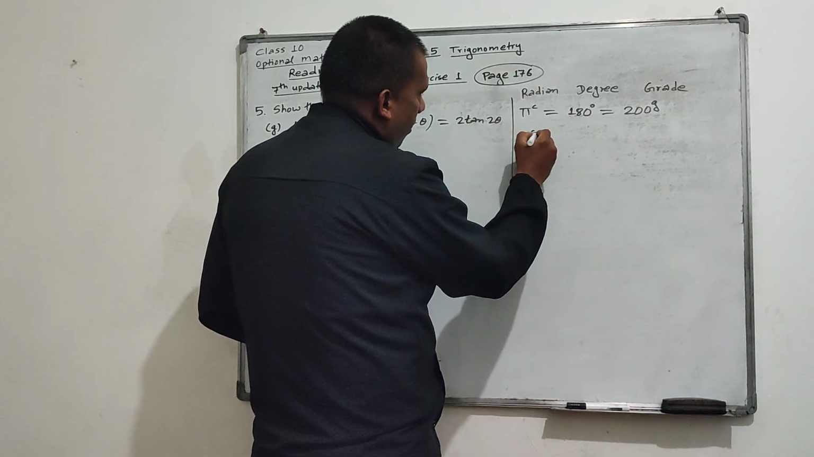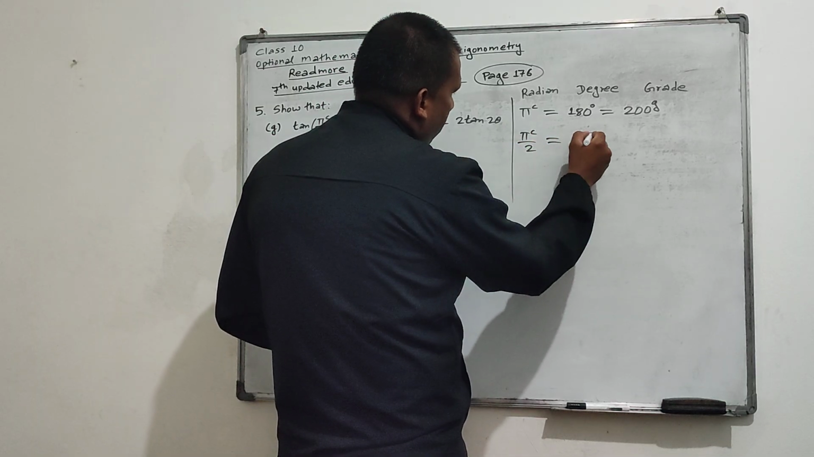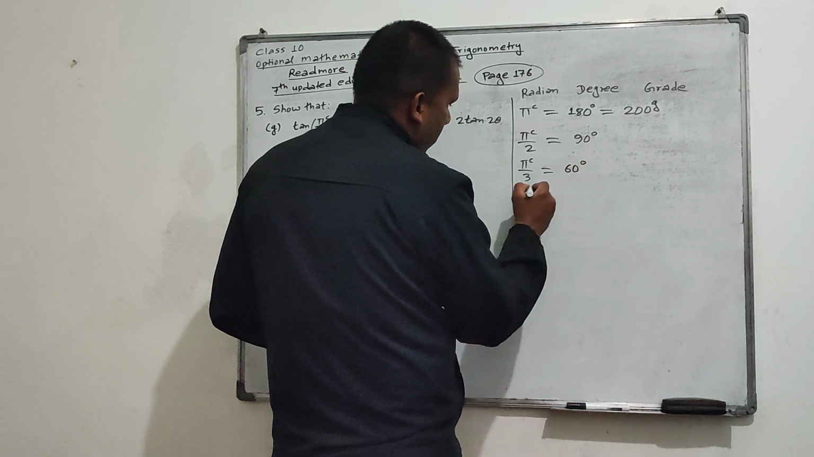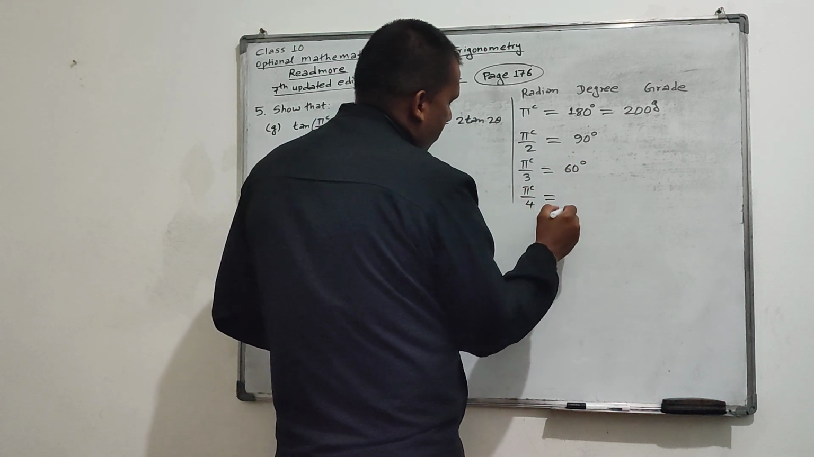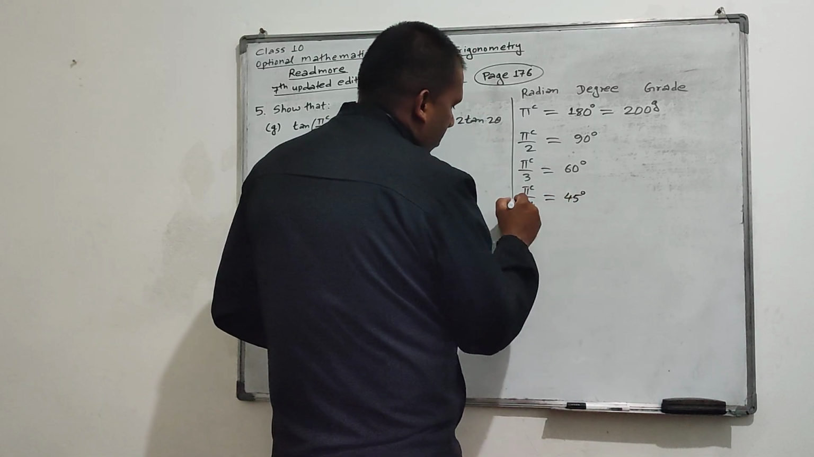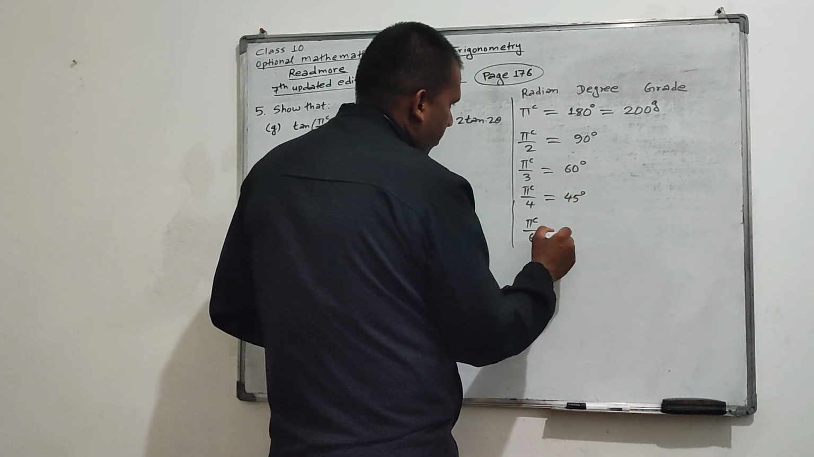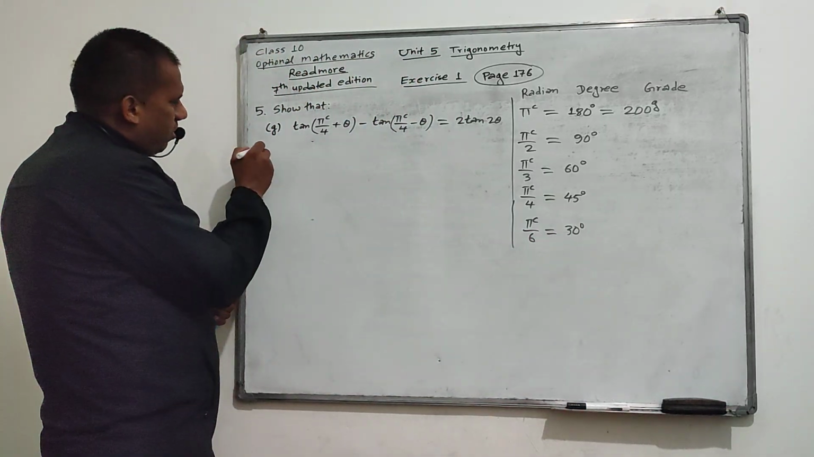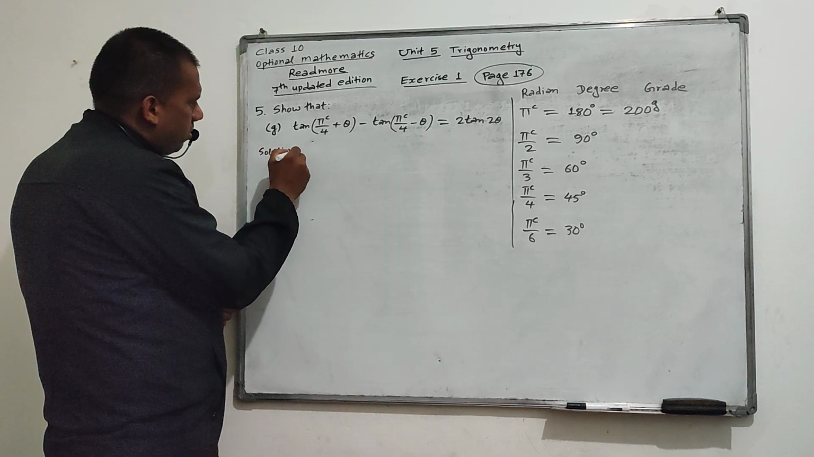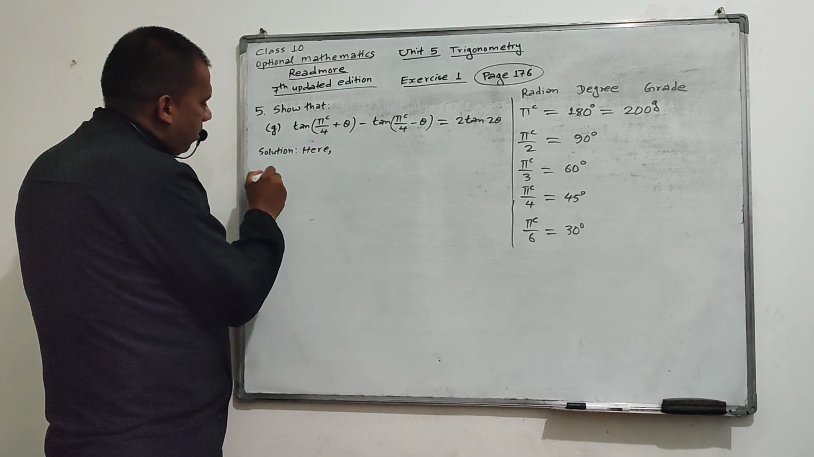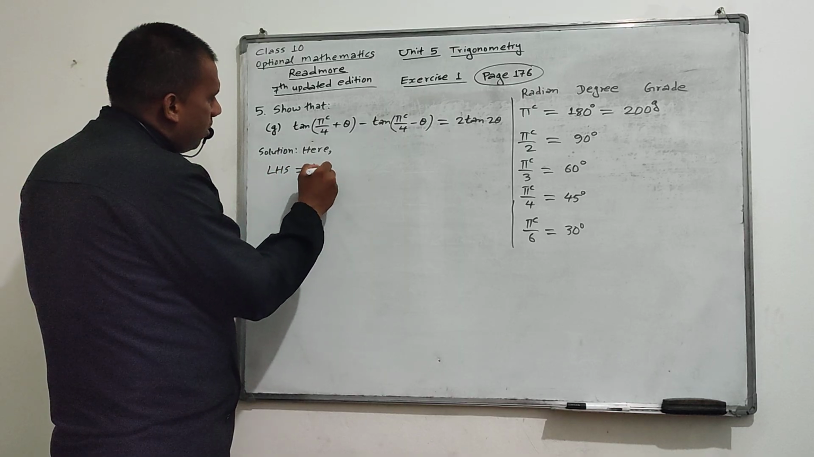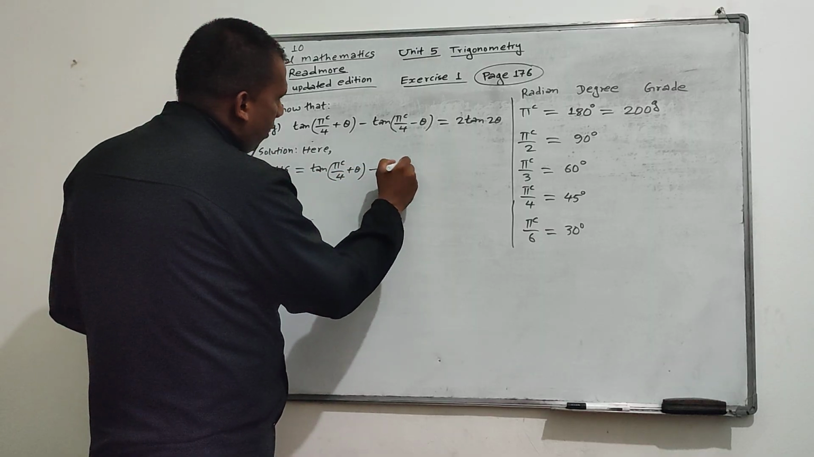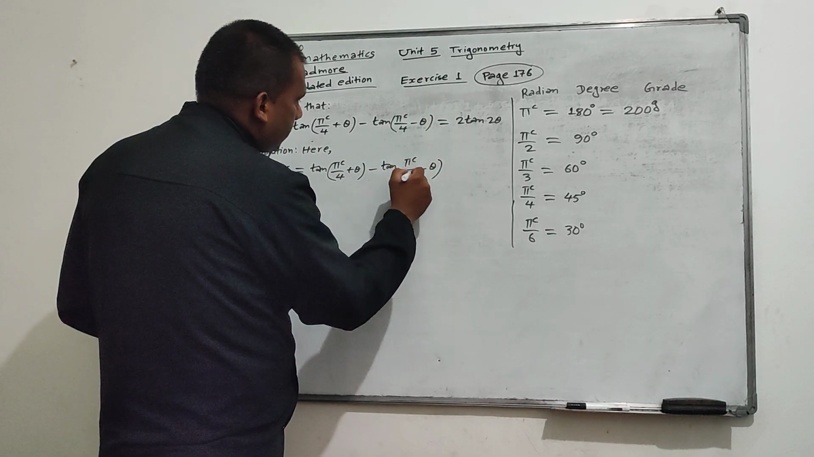So pi divided by 2 equals 180 by 2, 90 degree. Pi divided by 3 equals 180 by 3, 60 degree. Pi divided by 4 equals 180 by 4, 45 degree. And pi divided by 6 equals 180 by 6, 30 degree, and so on. Now we start the solution. Here LHS equals tan(pi divided by 4 plus theta) minus tan(pi divided by 4 minus theta).